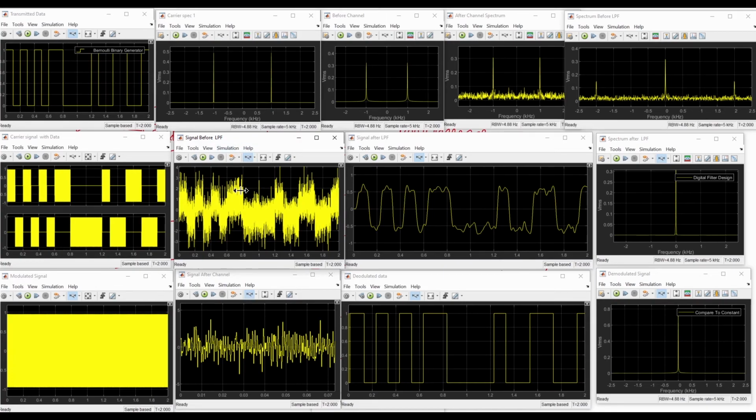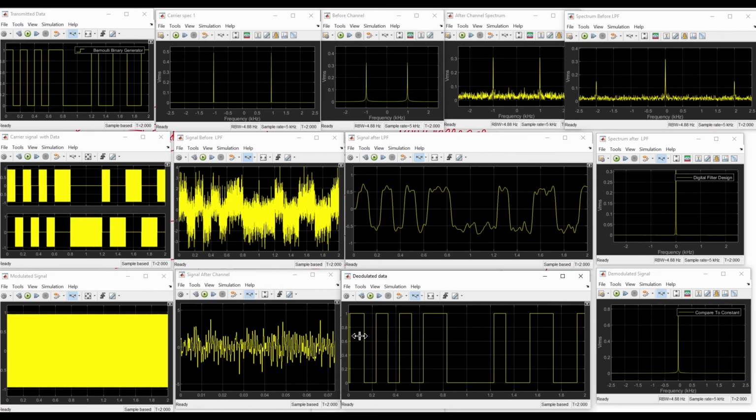So we design the LPF, the low pass filter, and after implementing the low pass filter, we'll get something like this. So this is noise free data, and only the low frequency is passed here, and other noise is reduced. If you get this data, it is almost done. Now you have to compare this data with respect to 0. That means if the signal is greater than 0, we will get high, and if the signal is less than 0, you will get low. And that is done in the next part, the demodulated data.